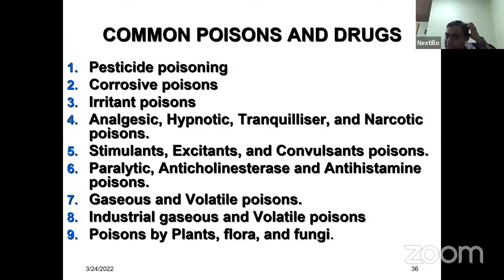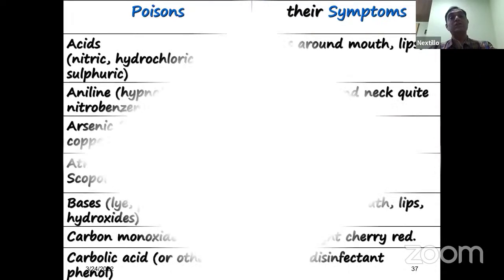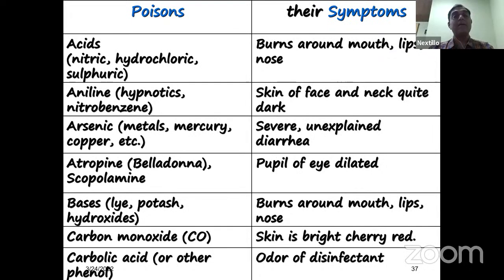So what are the common poisons and drugs? As I told you, these are pesticides, corrosives, irritant poisons, analgesics, hypnotics, tranquilizers, narcotic poisons, stimulants, convulsant poisons, paralytic, anticholinergic and antihistamine poisons, gaseous and volatile poisons, industrial gases, and poisons from plants, flora, or fungi. These are the poisons and their symptoms in a very basic manner. For example, arsenic can cause severe unexplained diarrhea, and in carbon monoxide poisoning the skin is bright cherry red in color. These are just examples for understanding different poisons.